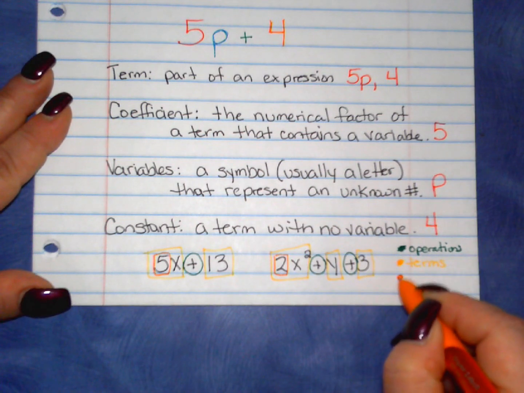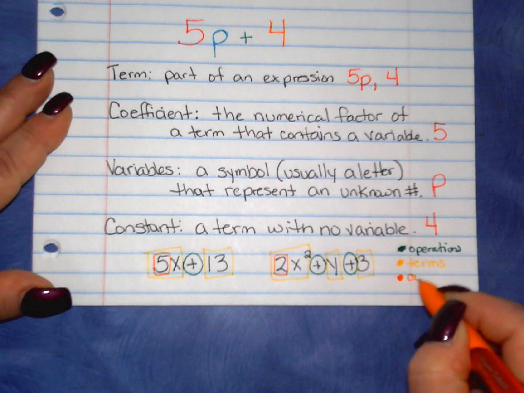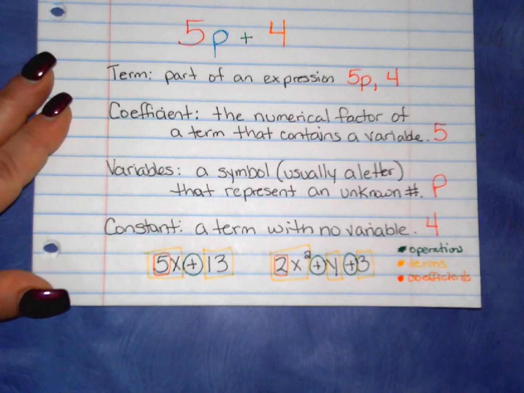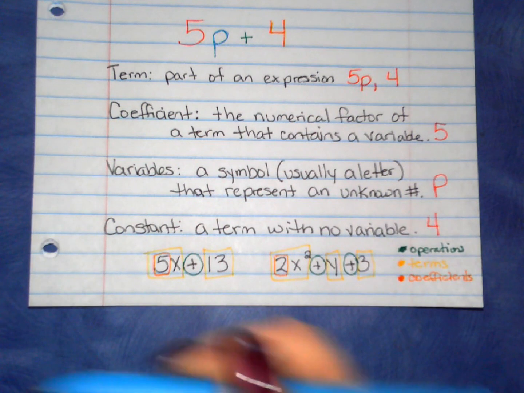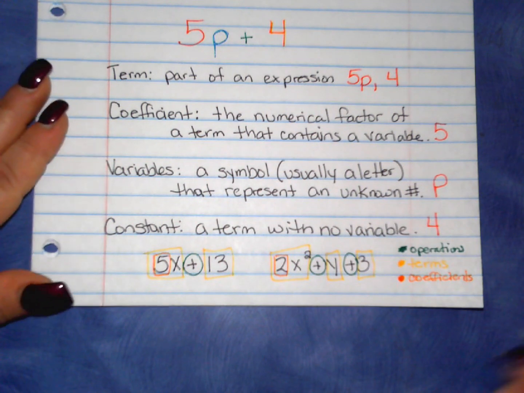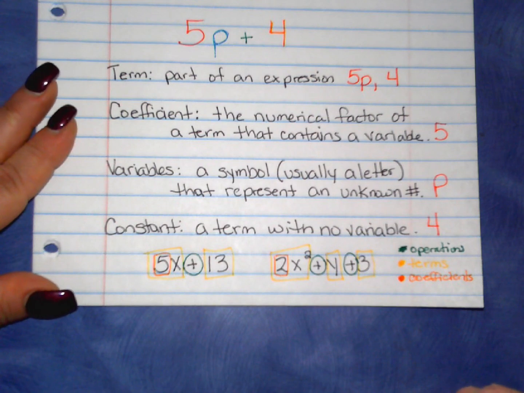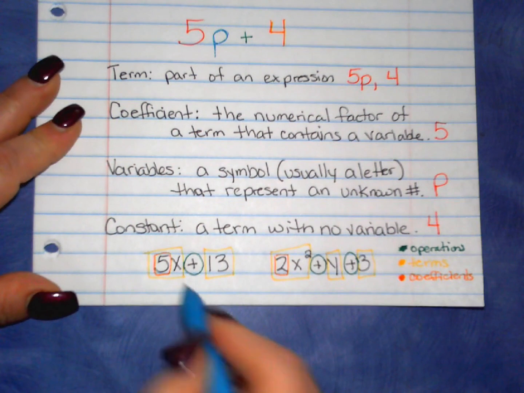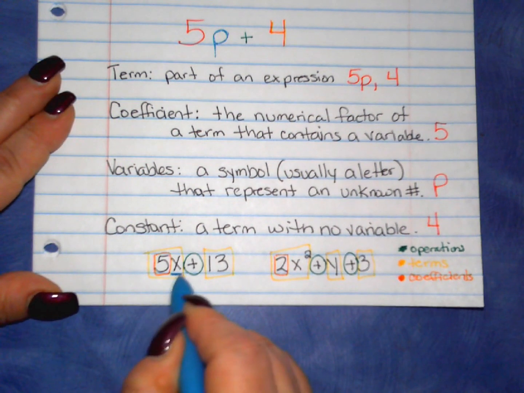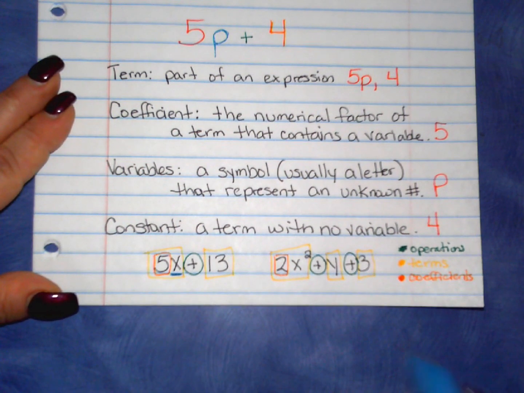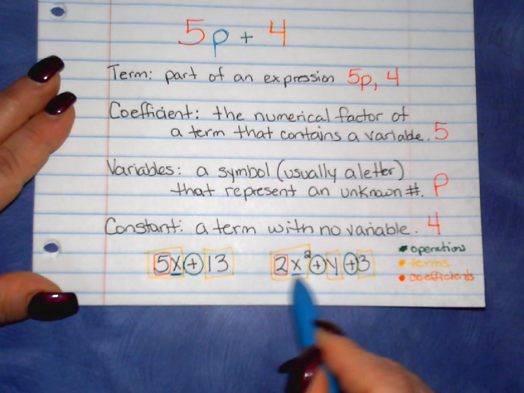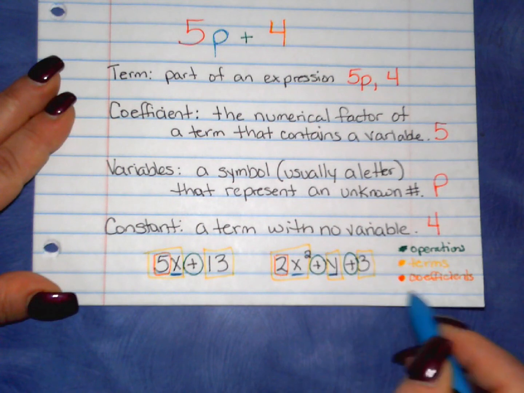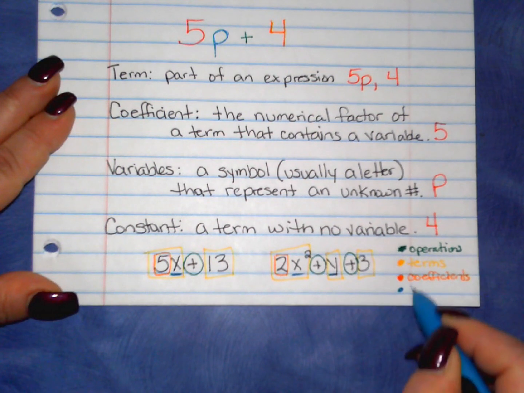Orange is coefficients. Okay, now I'm going to take blue. And now I'm going to grab the variables. So for the variables, I'm just going to underline them. Underline x. Well, there's a letter, so that's definitely a variable. And there's a variable. And so now I know that those are my variables.